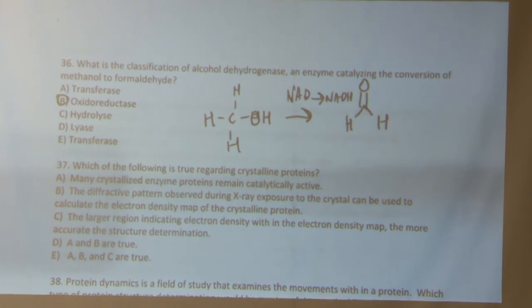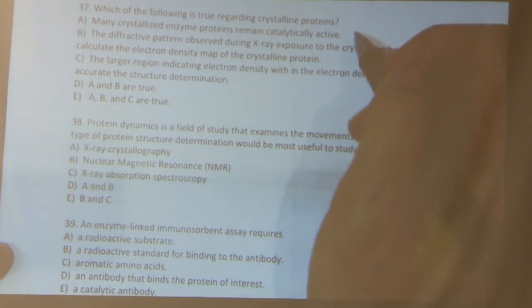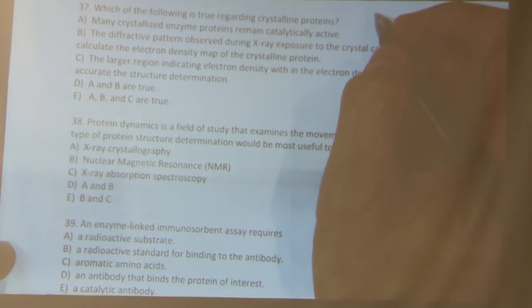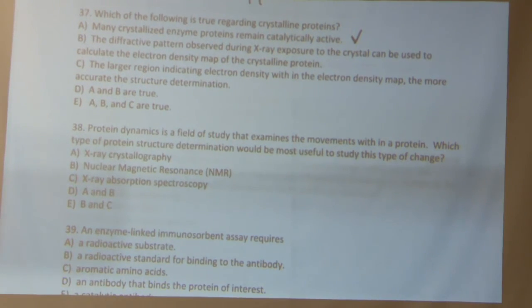Any questions? Nope. Okay, moving on. 37. Which of the following is true regarding crystalline proteins? D? Which one? D, A, and B? So why do we think A? It's true, it's fact. Because it's still in the same shape. So if it was not in the crystal, it's not like we changed the shape of it. Yeah, it's in that static form.